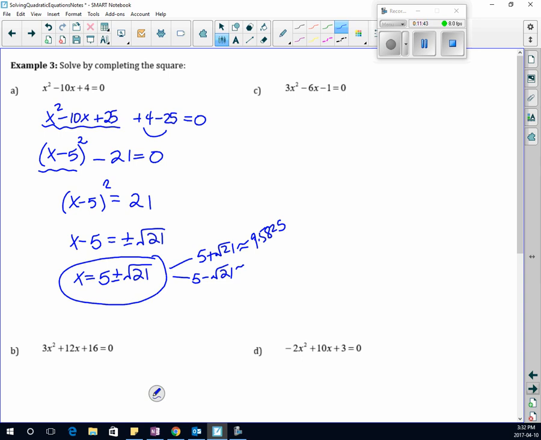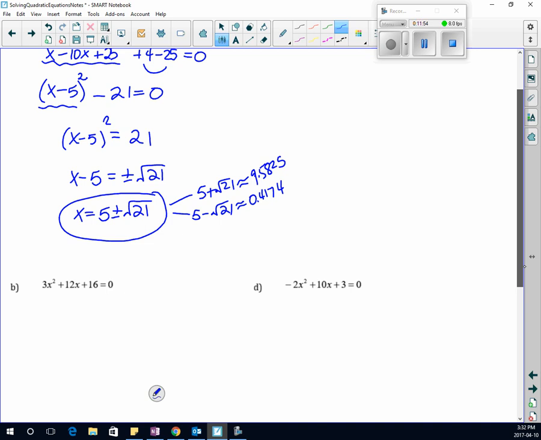is approximately 0.4174. So I'm just showing you both just in case the answer that you're looking at is a decimal rather than an exact value. Okay, so let's do B now.